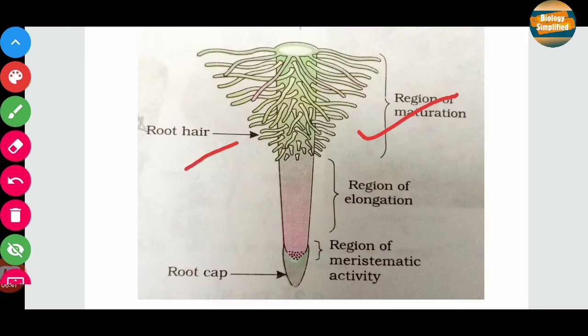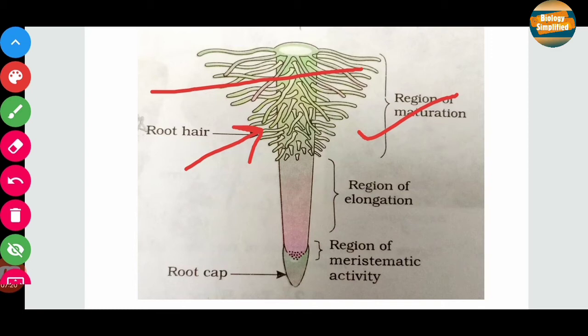Above this region is the region of maturation. Here you can see the presence of root hair. The epidermal cells of this region get converted into root hair, and behind this region there are also certain cells which get differentiated into permanent tissues like xylem, phloem, and all those tissues.